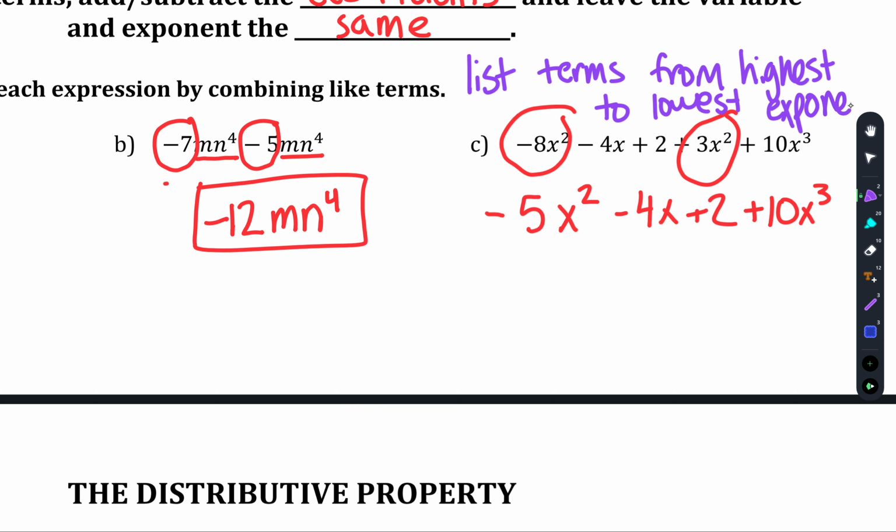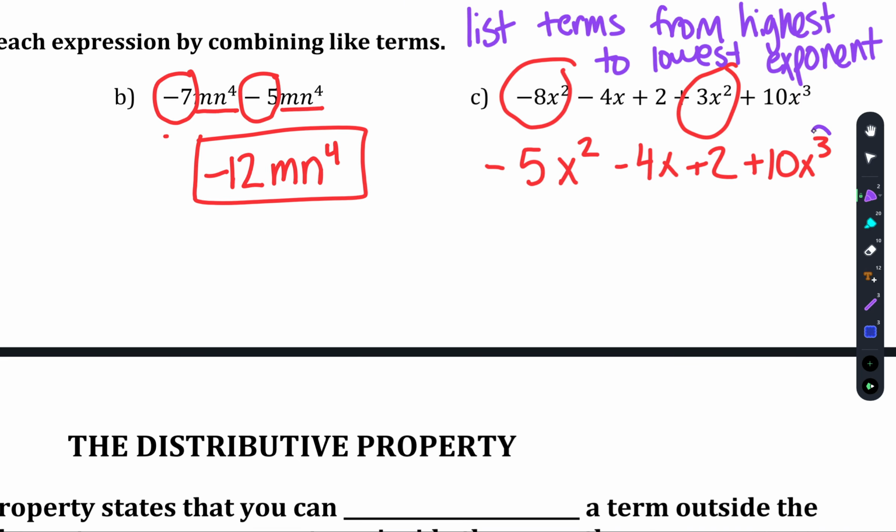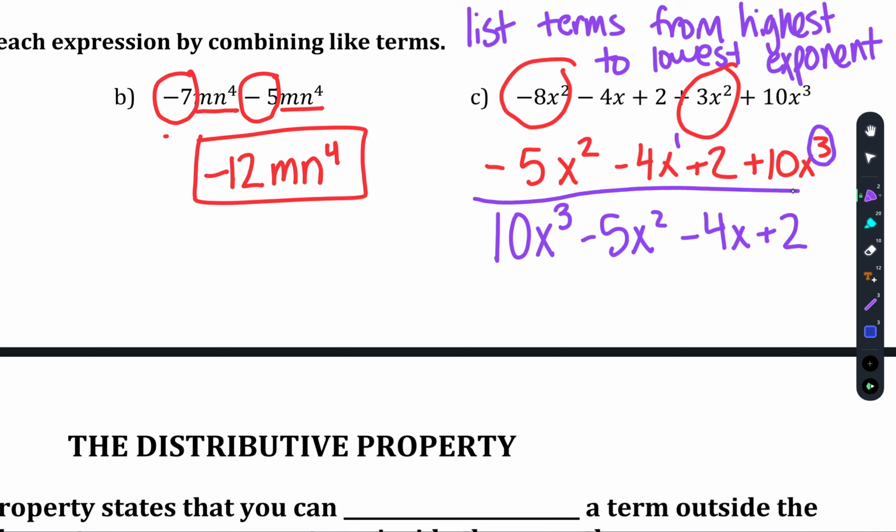So the highest exponent in this particular expression, do we see? It's this x to the 3rd. That's the biggest exponent I have. So that one is going to go first. And then I'm going to go down the list. So -5x squared. 4x, remember, has an exponent of 1. And then that 2 has an exponent of nothing. That is the most simplified form of our answer. Any questions there?